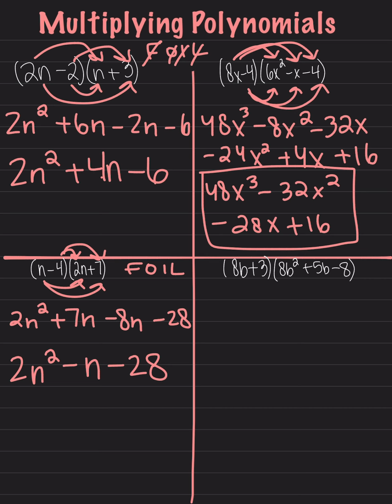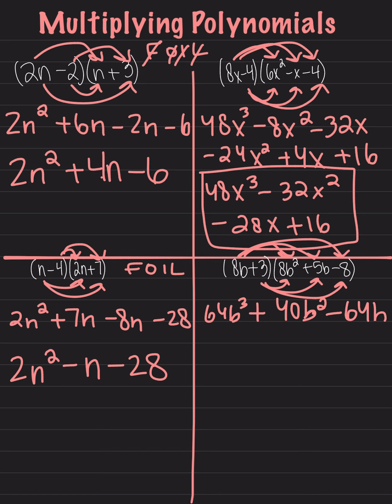We're going to do the same steps as above. We're first going to take this 8b and we're going to multiply it with all three of these terms. Then we're going to take the 3 and multiply it with all three of these terms. 8b times 8b squared gives us 64b cubed. Next we have 8b times 5b, which is positive 40b squared. Next, we have 8b times negative 8, which is negative 64b.